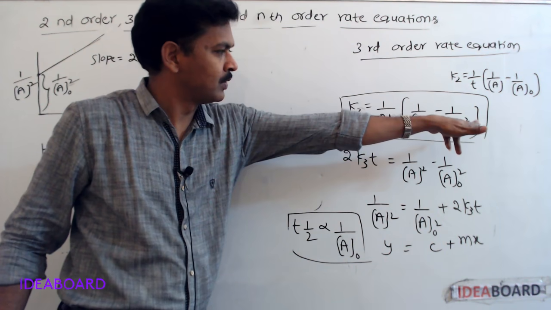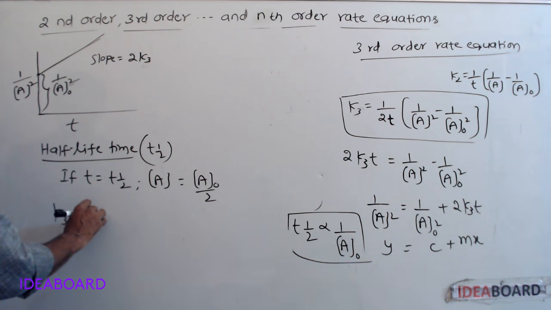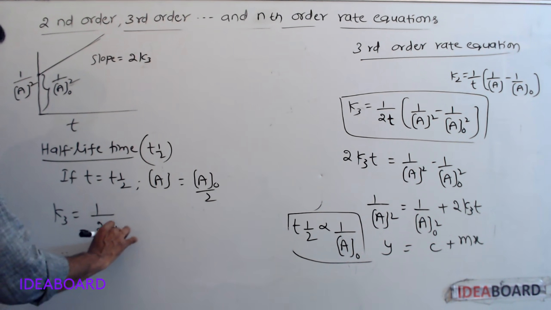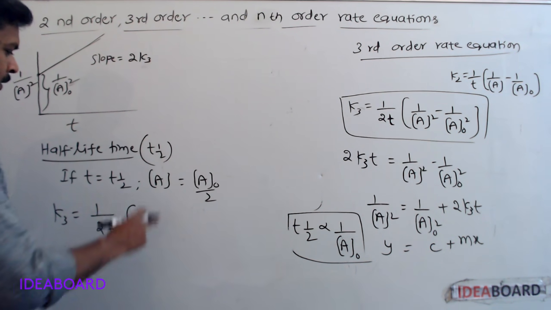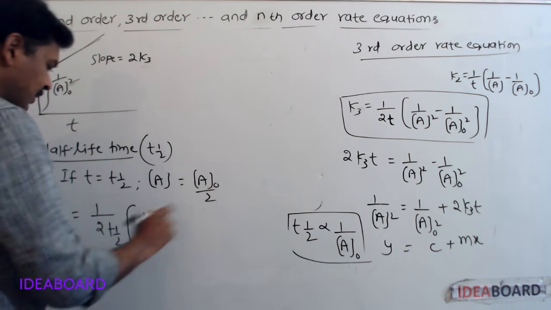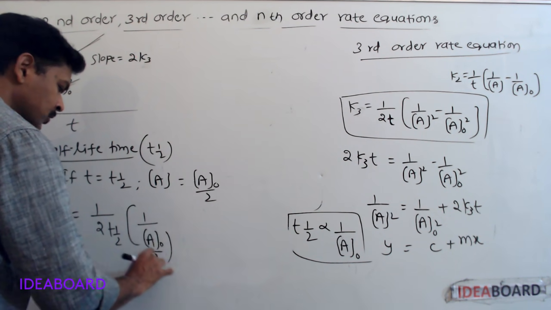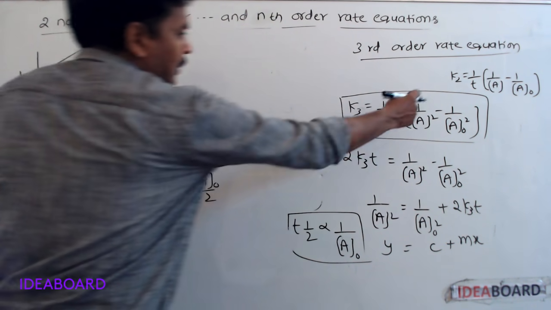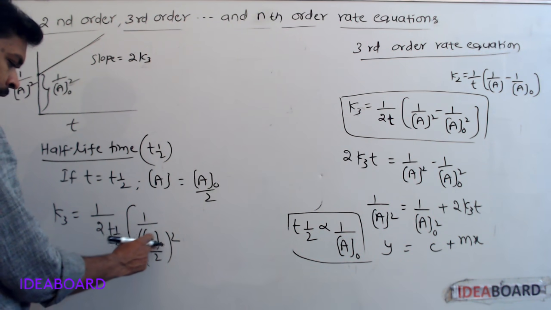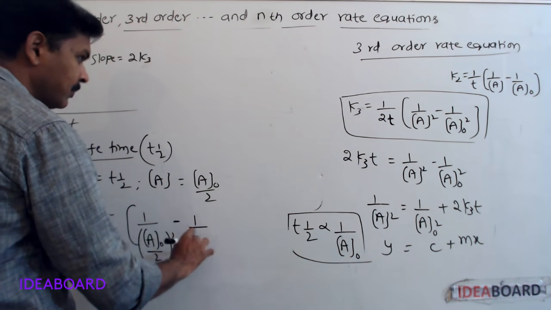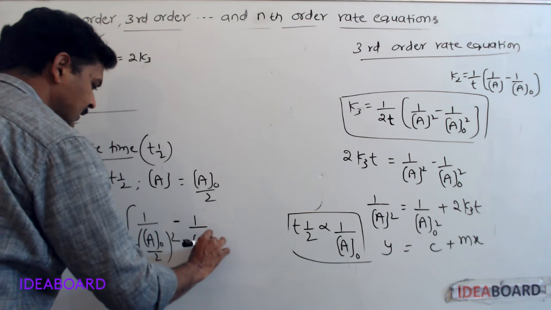Then from this equation, K3 is equal to 1 by 2T half into 1 by A concentration square, where A concentration is equal to A naught by 2, so 1 by A naught by 2 whole square, minus 1 by A naught square.